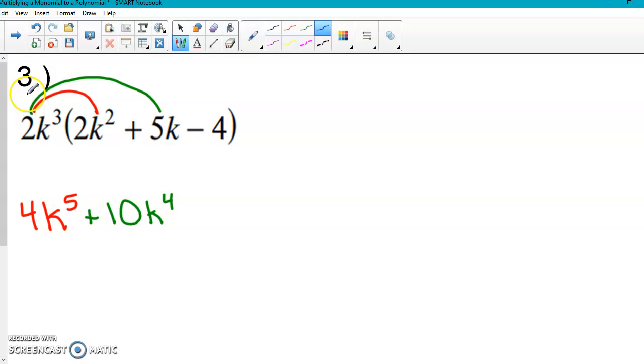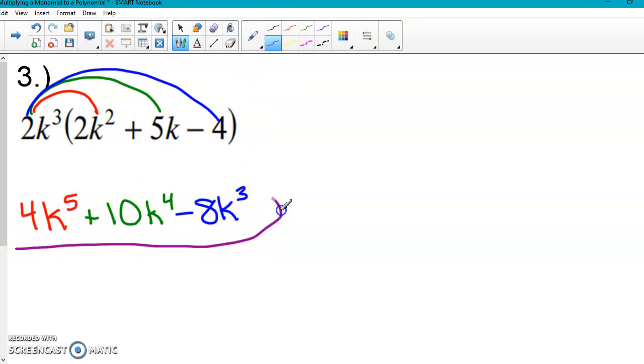And then lastly, grab 2k cubed all the way to this negative 4. Notice that is a negative 4. So when I multiply my coefficients first, I'm going to say 2 times negative 4. And that gets me negative 8. And then k cubed times nothing else there. So bring down k cubed. And then none of these are like terms. You have 5th, 4th, cubed. They're all different. So that is your final answer.